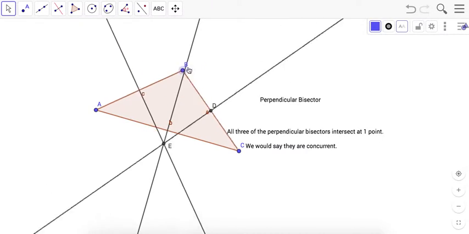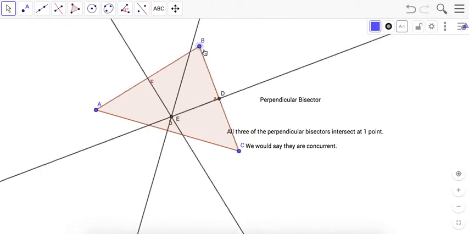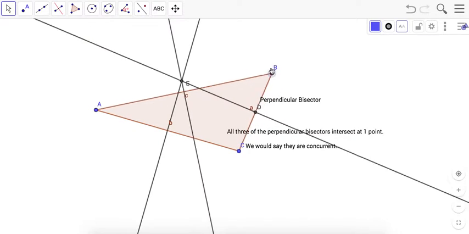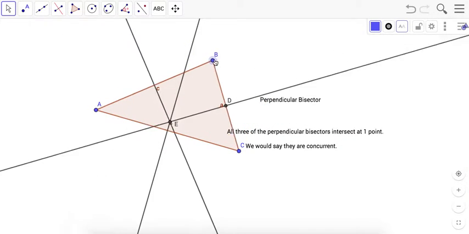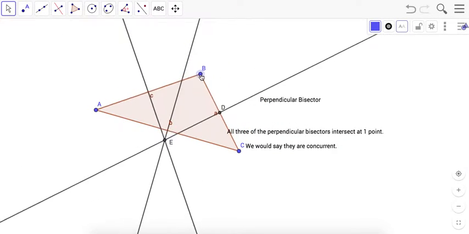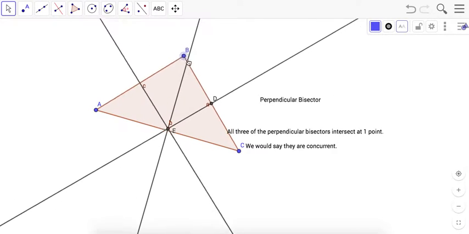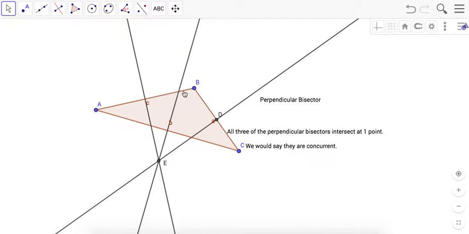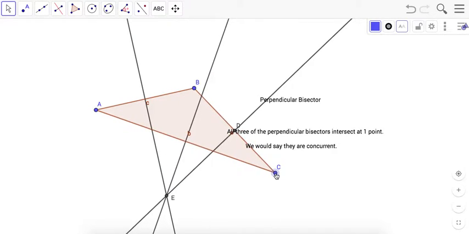It can actually happen outside of the triangle. It doesn't necessarily have to be inside. Here we have an acute triangle, all these nice little acute triangles, but as soon as I make it obtuse, like this, with an obtuse angle, that point of concurrency happens outside.